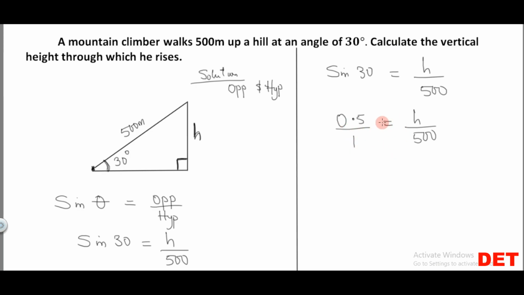The next thing I will do here is to cross multiply. h times 1 will give me h, equal to 0.5 times 500, which will give me 250. So the vertical height through which the man rises is 250 meters. This is your answer. 0.5 times 500 is what will give you this 250.